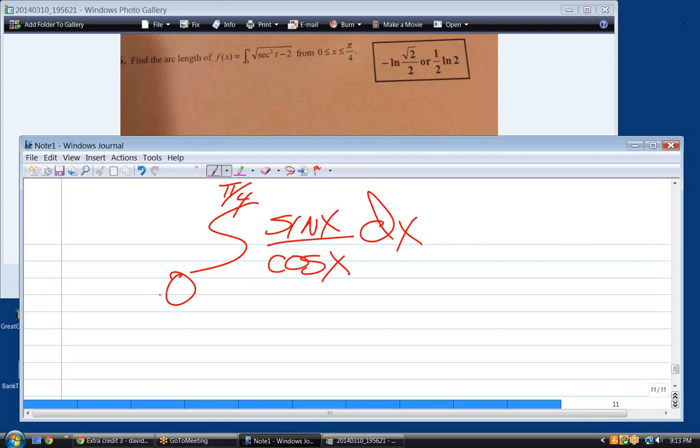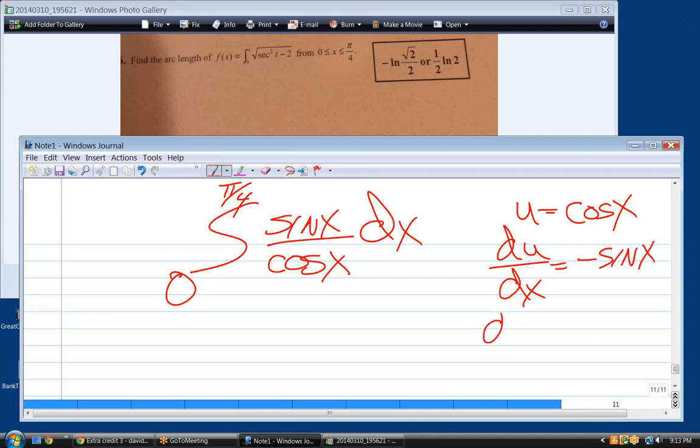I'm going to use substitution. You've done integration by substitution? Yeah. Which one am I going to let be u? Cosine? You're right, it doesn't work if you let sine be u. And the reason is that if I let u be cosine, the derivative of u ends up in the denominator. Watch. du dx equals minus sine of x, which makes du equal minus sine x dx.